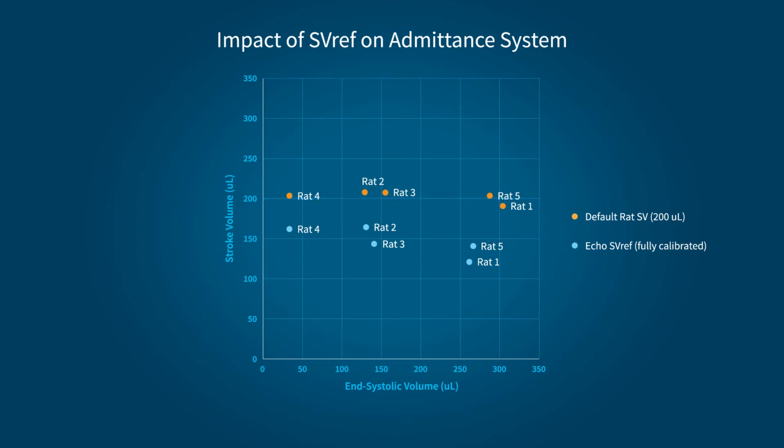Also concerning, if we look at the impact of using an estimation by weight, we get an even greater overestimation of reported stroke volume, on average 134 microliters, when compared to the fully calibrated system. As we can clearly see, choosing to use an estimation over properly calibrating your system, as many admittance users are encouraged to do, will give you a set of results that may no longer be physiologically relevant.